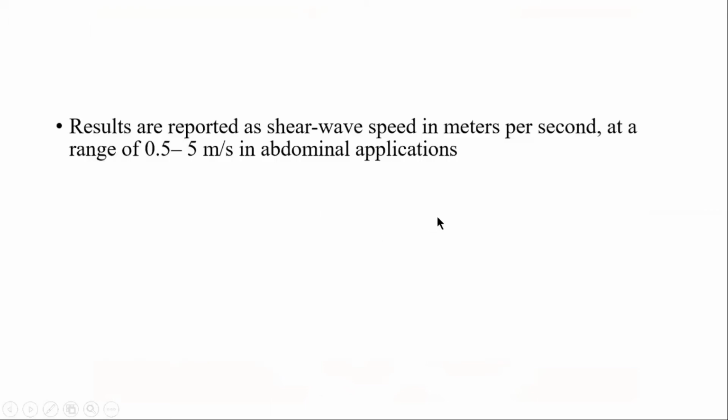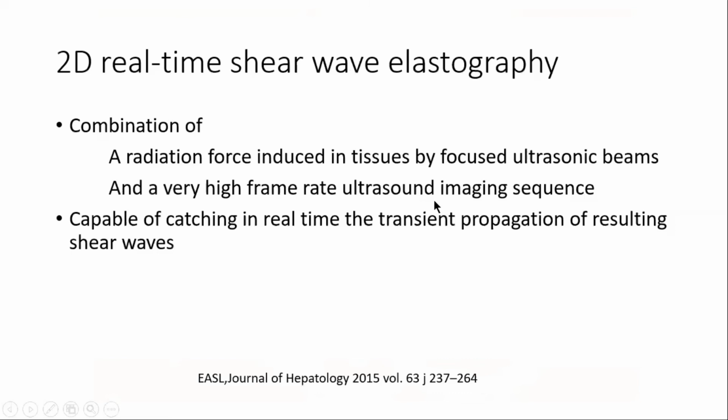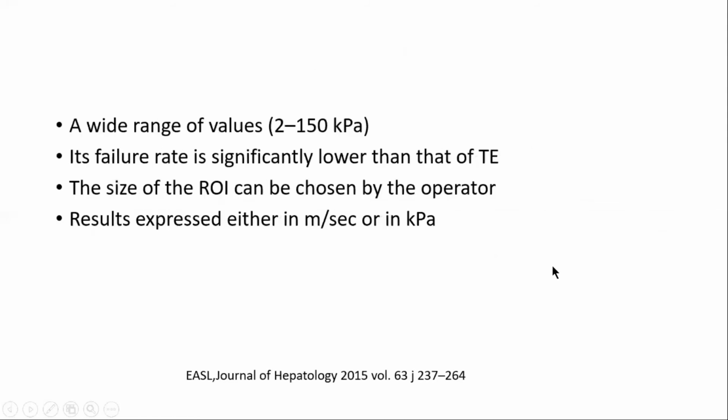Results are reported as shear wave speed in meters per second at a range of 0.5 to 5 meters per second in abdominal applications. Now 2D real-time shear wave elastography combines a radiation force induced in tissue by focused ultrasonic beams and a very high frame rate ultrasound imaging sequence capable of catching in real time the transient propagation of the resulting shear waves. It has a wide range of values, 2 to 150 kilopascal.